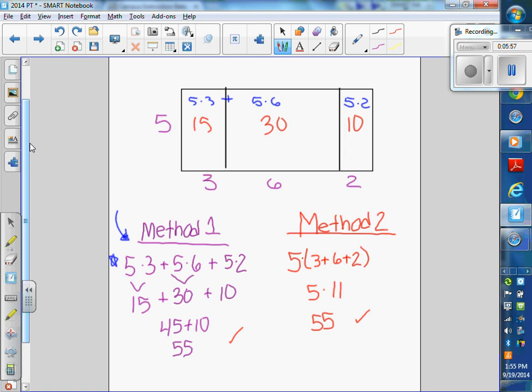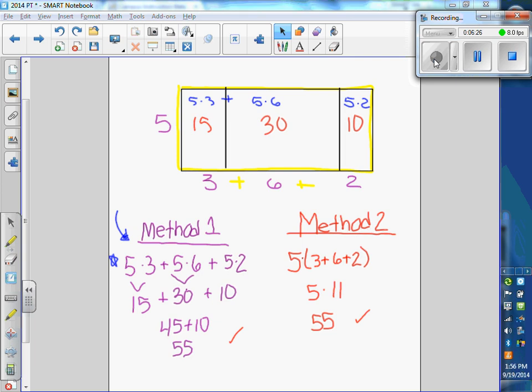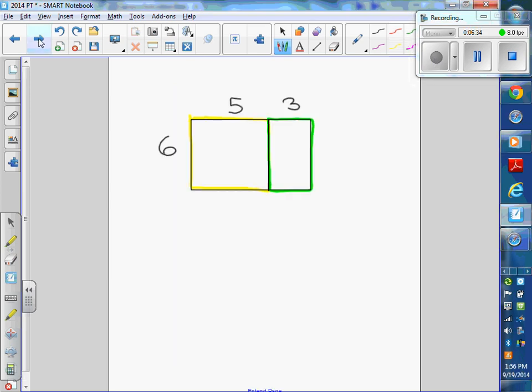So one method is just method 1, where you do the parts of the rectangle. Method 2 is looking at the whole rectangle, which means we're going to do 5 times 3 plus 6 plus 2 right here, under method 2. All right, so flip your homework over. Try a practice problem. Try this problem for me. Do 2 methods. Add it to the back of your homework.